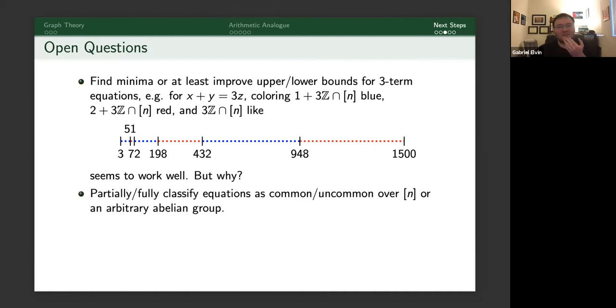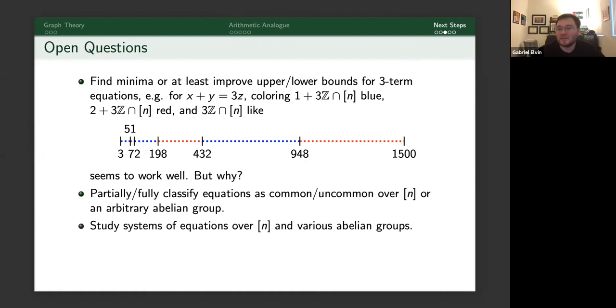Again, partially or fully classify equations as common or uncommon over the integers 1 up to n or an arbitrary Abelian group. Study systems of equations, right? There is work on this already, but not much is known about systems of equations. You could ask the same about solutions to a system instead of solutions to an equation. The most work that's been done on this that I've seen is on 4-term arithmetic progressions, which is a system of 2 equations.